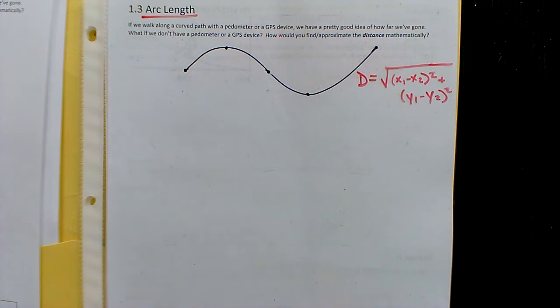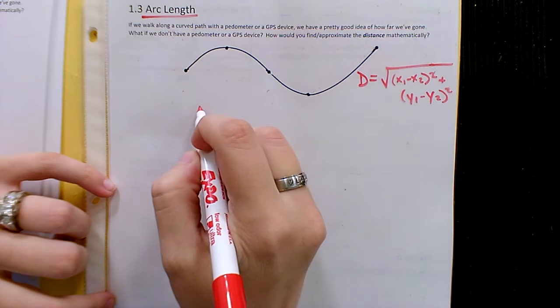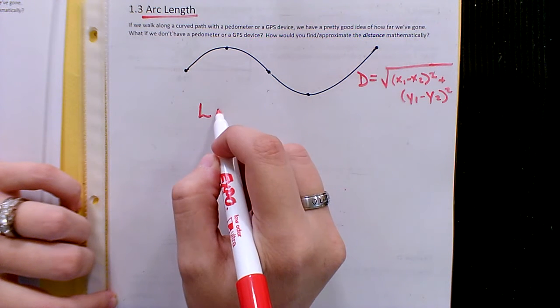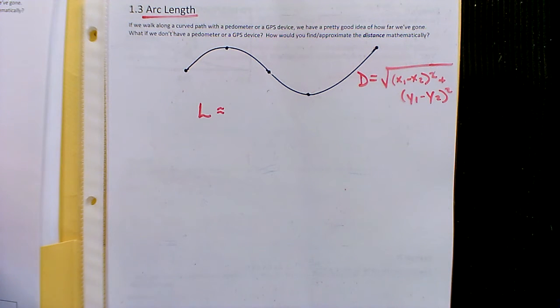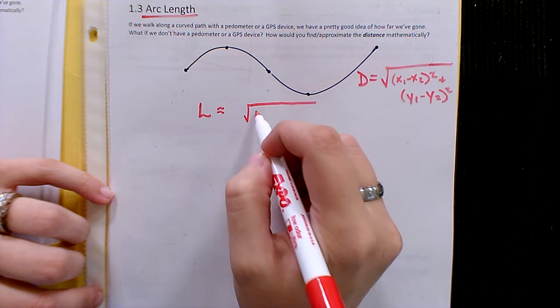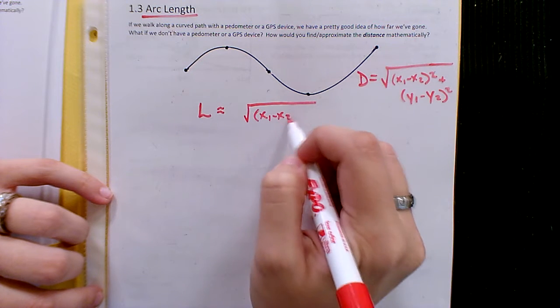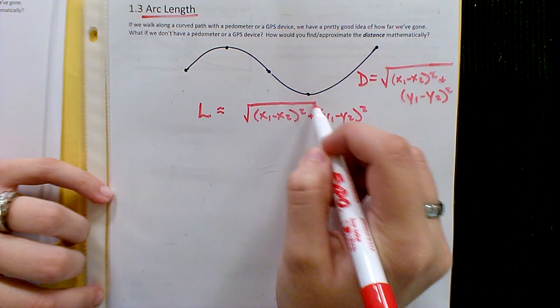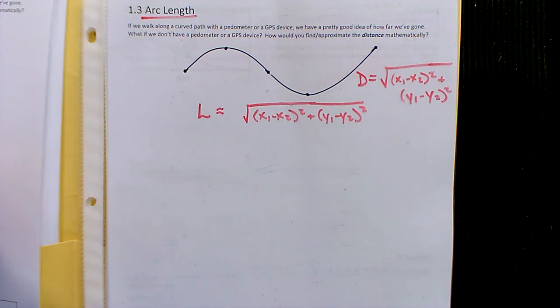All right, so let's think about what that process might look like mathematically. So maybe we'll say the arc length L, we're approximating this, this is just an estimation, so we'll use a little squiggle. We're going to use the distance formula, which was x1 minus x2 squared plus y1 minus y2 squared. We're going to use that as many times as possible because the more individual lengths we have, the more accurate we are. And then we want to add all those up.